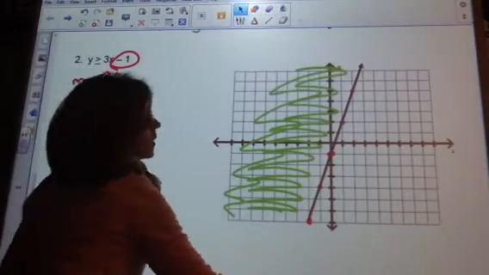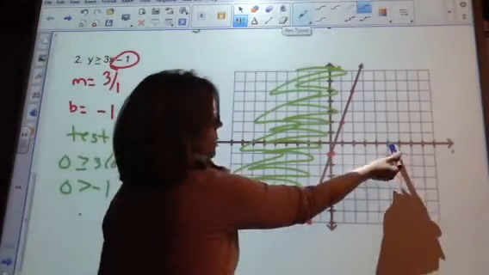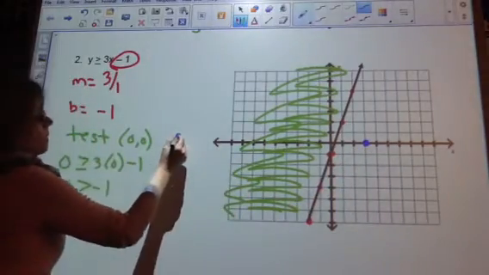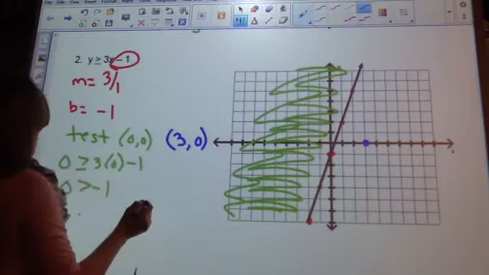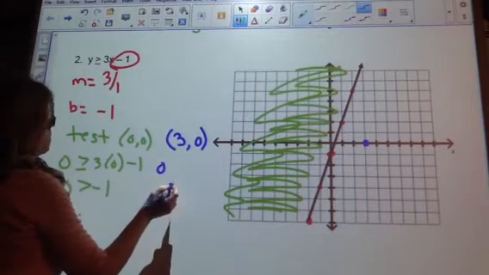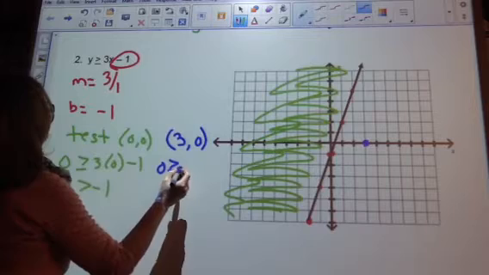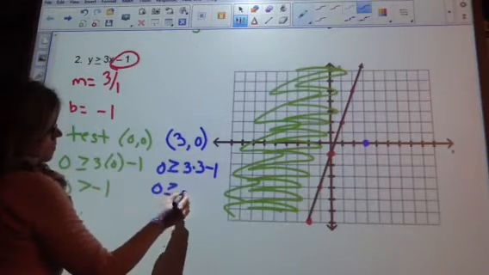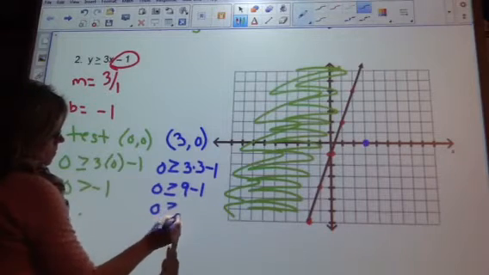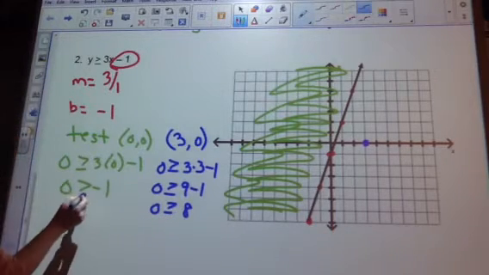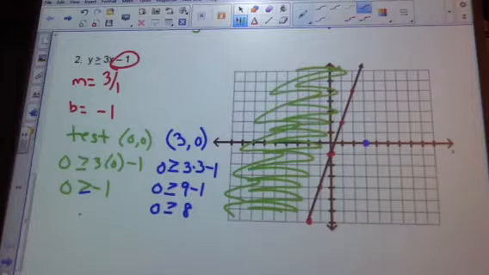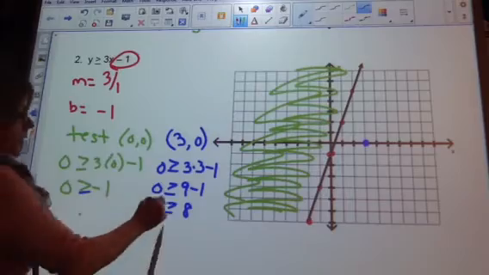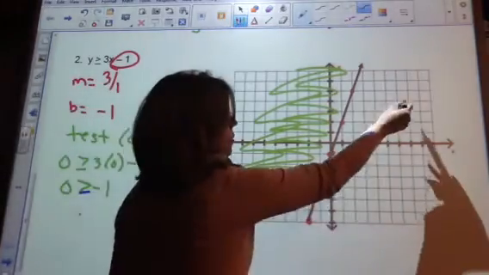Okay? Now, let's test another point just to make sure. Let's go over here to where we say this is not a solution set. Let's test this point here. That point is 3, 0. That should be greater than or equal to there. All right, so is 0 greater than or equal to +8? False. That's why this part is not your solution.